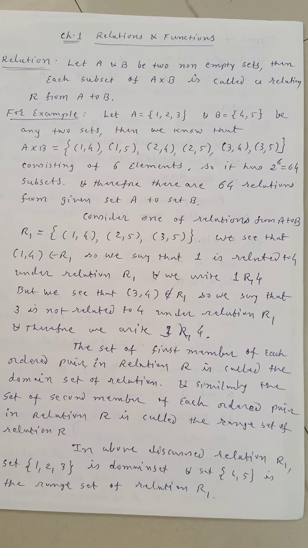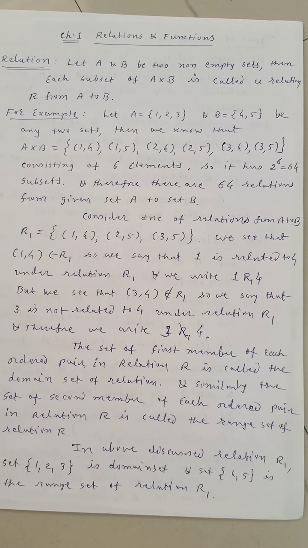Obviously we have 2 raised to 6, that is 64, subsets of A cross B, and hence there must be 64 relations from the given set A to the given set B. Am I right? I hope you are clear.